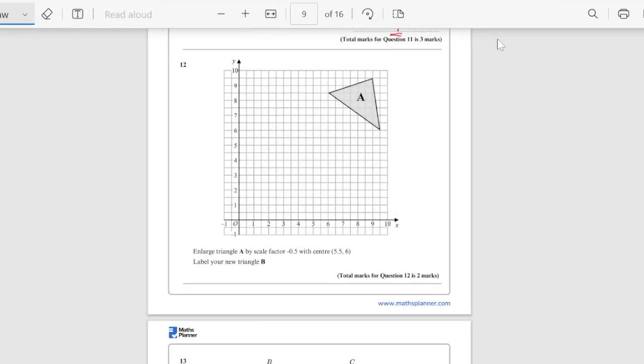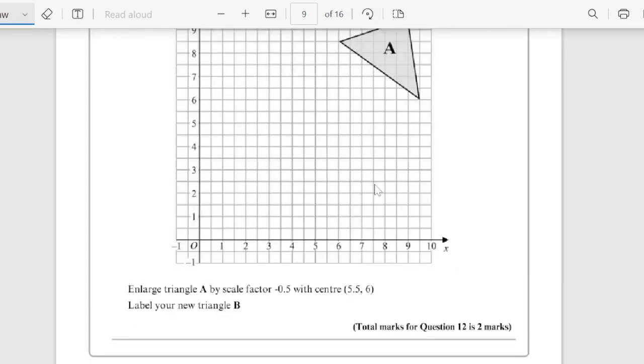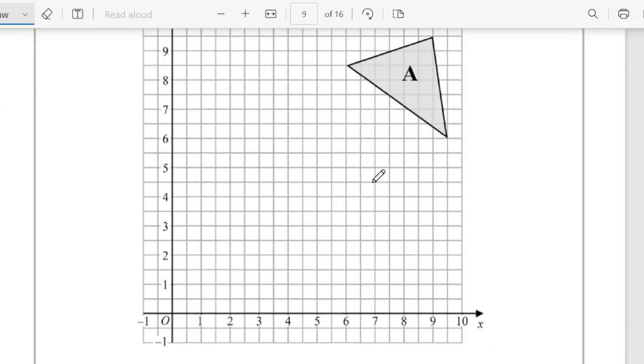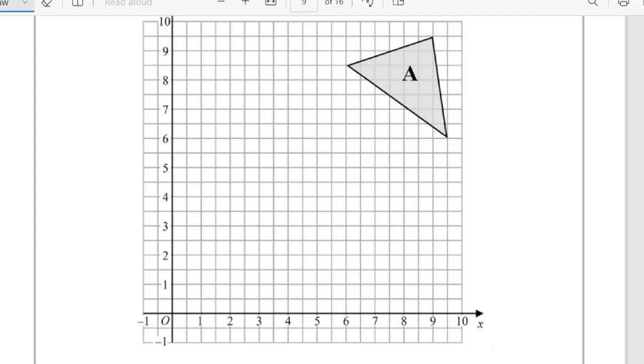So for this question, we're trying to do a transformation. We're trying to do an enlargement. So enlarge triangle A by a scale factor of minus 0.5 with a centre of 5.5 and 6. So I'm going to start by marking on my centre. So 5.5 and 6 is going to be, I'm just checking I'm reading this right, that point there.